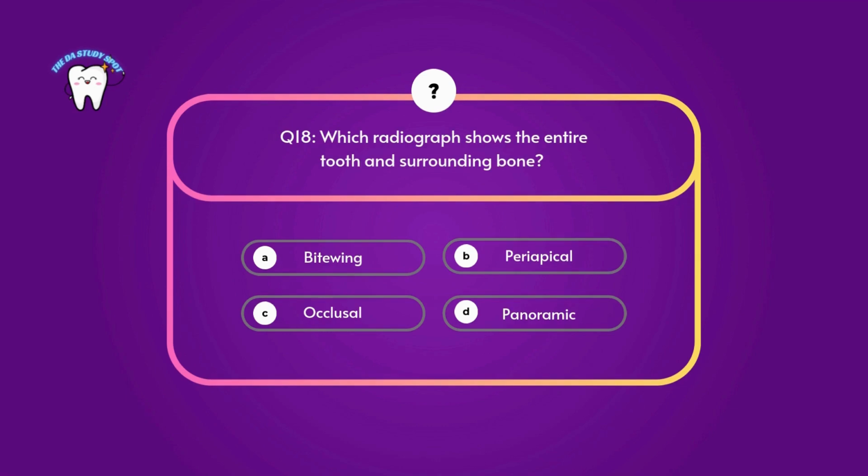Question 18. Which radiograph shows the entire tooth and surrounding bone? A. Bite wing. B. Periapical. C. Occlusal. D. Panoramic.